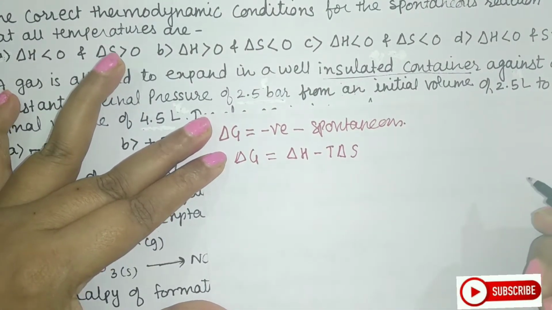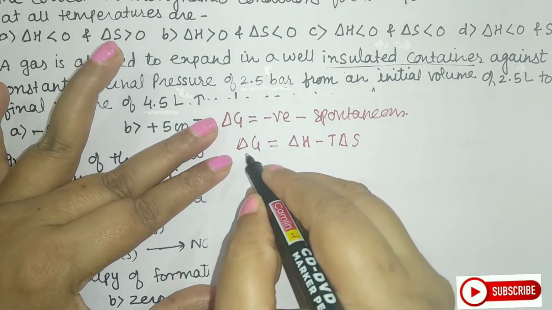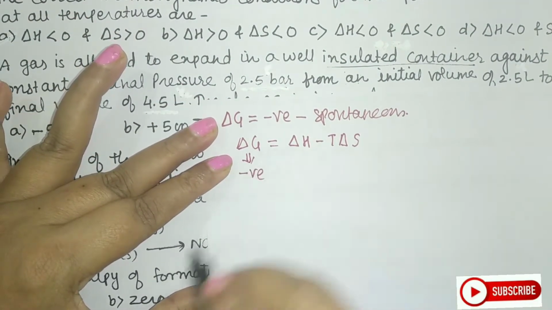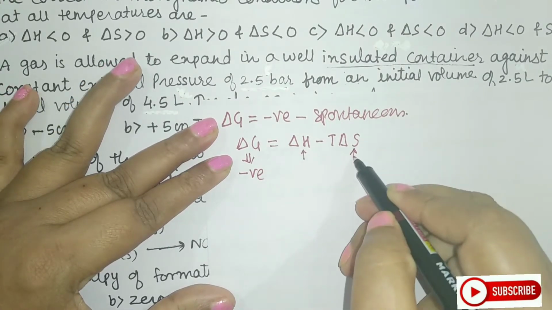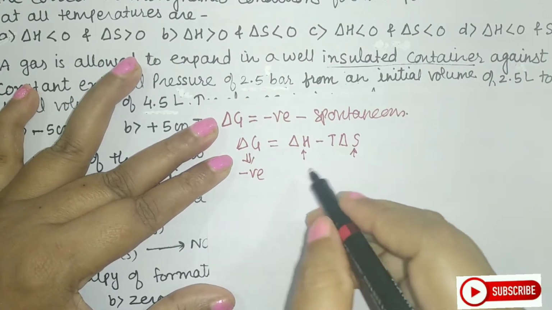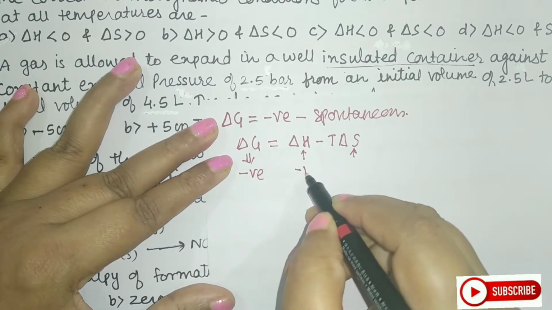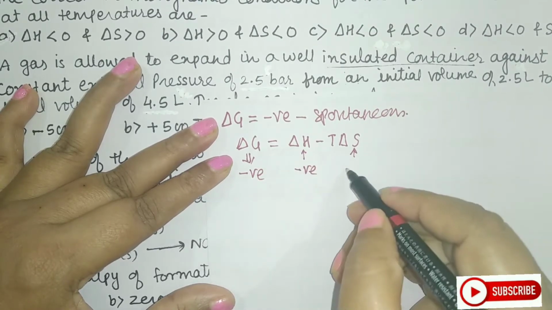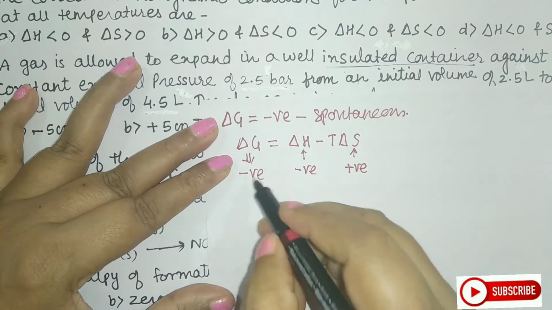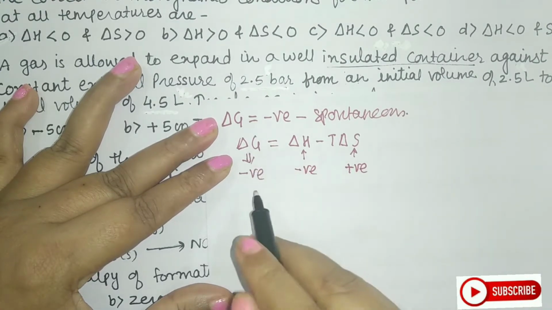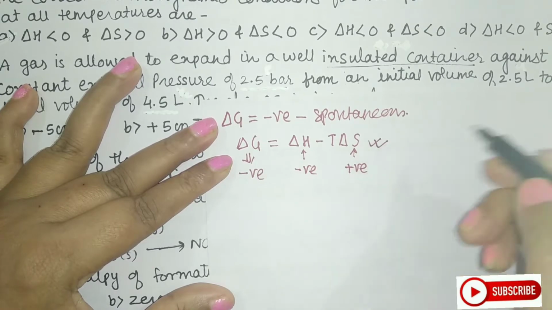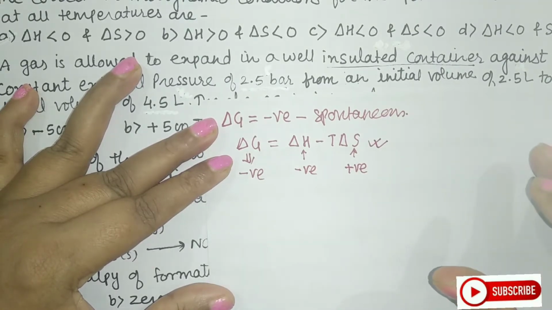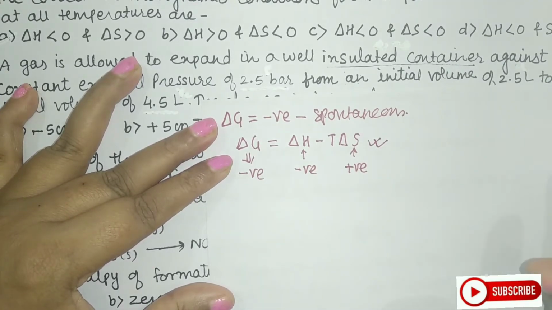This is the Gibbs-Helmholtz equation. Now students, if I want this value to be negative, what should be the sign conventions for delta H and delta S in the equation? Delta H must be negative and delta S must be positive so that I can get a higher negative value for delta G. This is the best condition for any reaction at all temperatures to be spontaneous.